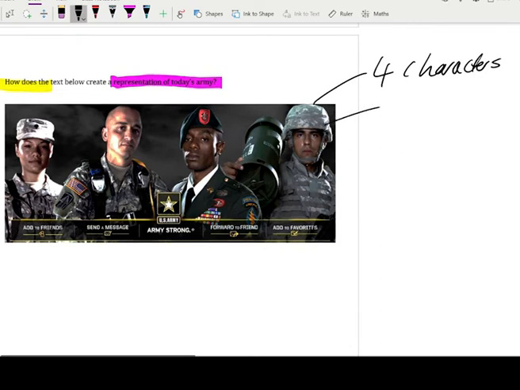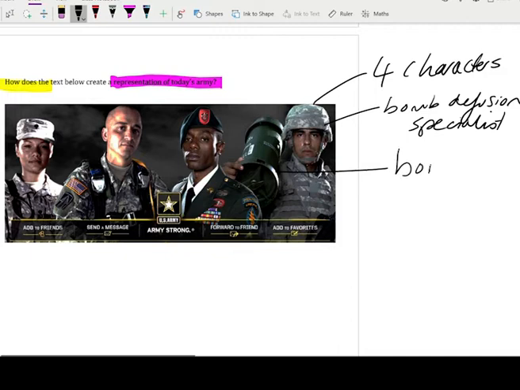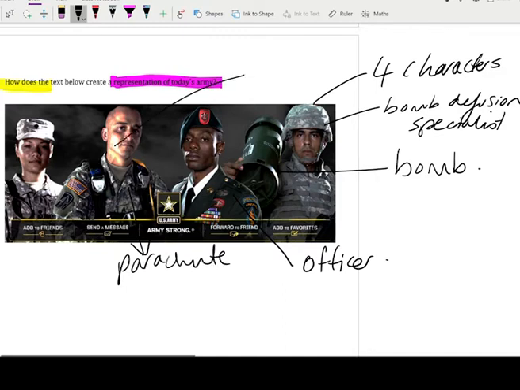He's obviously a, what do you call those people? Bomb diffusion specialist? Bomb squad, yep. That would have been easier to write. He's carrying a nice big bomb. We have obviously an officer. This guy's wearing some kind of parachute thing, so he's obviously jumping out of planes. What do you call that? Paratrooper.